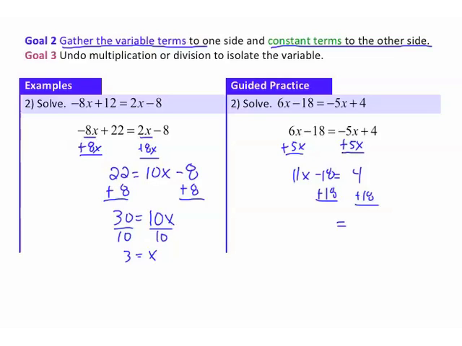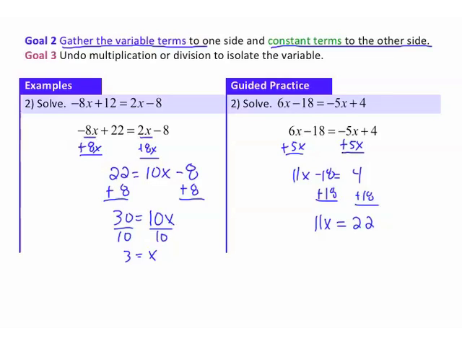So on the left side, -18 plus 18 is 0, so all I'm left with is 11x. On the right side, 4 plus 18 is going to give me 22. So now I'm done with goal 2. I've got all the variable terms on the left, and I've got all the constant terms on the right.